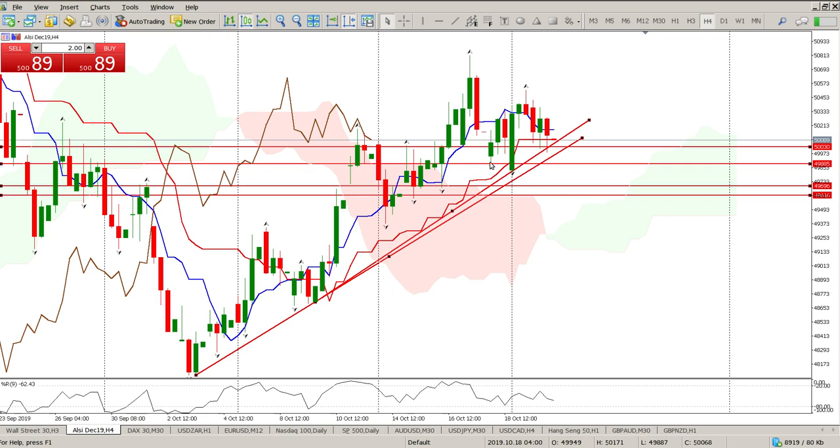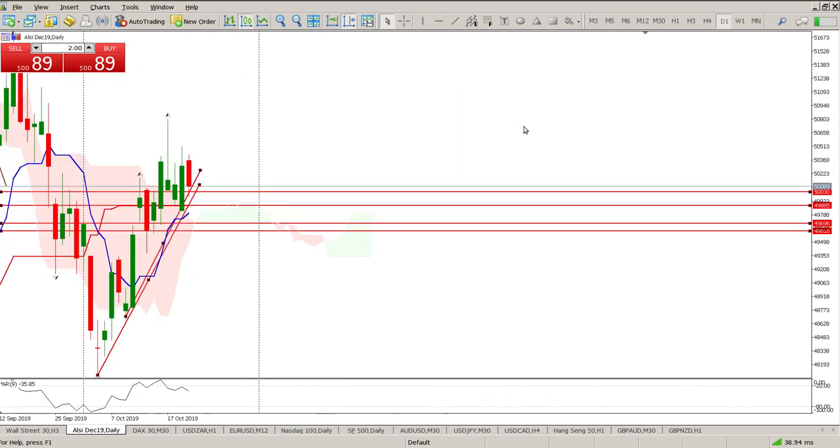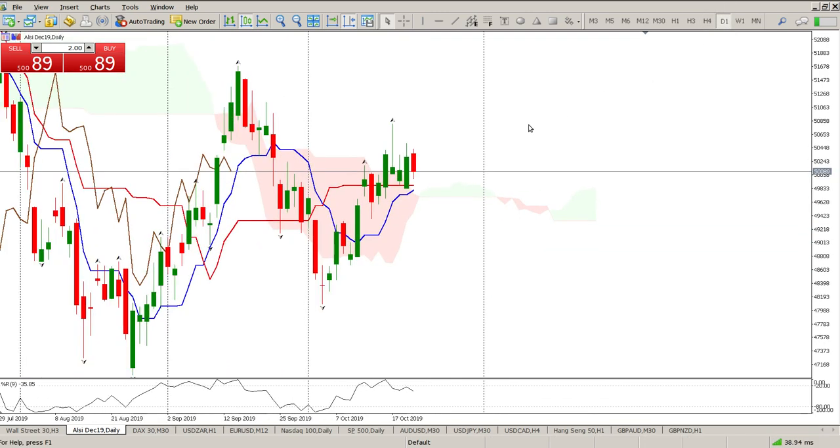So this is the inside fractal. There's the next inside fractal there. These ones here are not areas you want to be focusing on. This is the one you're looking for, and that lines up with the cloud. So that area there is around 49,700. Just get rid of the noise, and you can see we've had the break of the cloud.